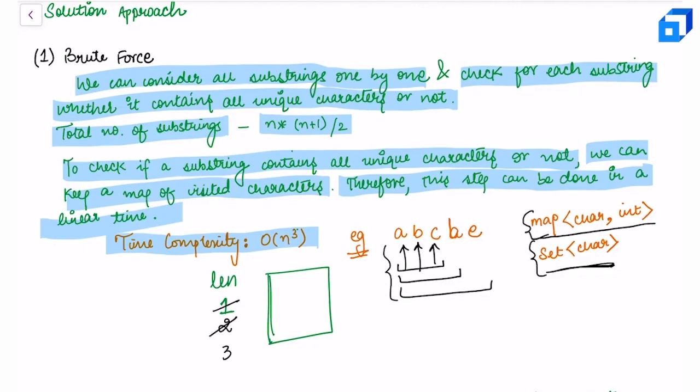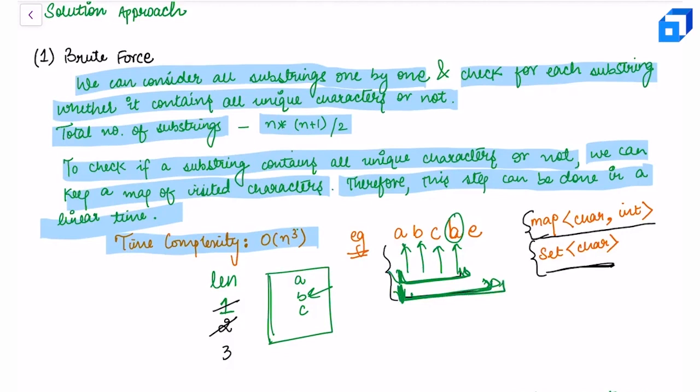Let's move to the next substring now, which is ABCB. A is not present, let's put A. B is not present, let's put B. C is not present, let's put C. Now B is present already, right? So even if we check for the next string, we can say that if this string cannot contain the unique characters, that means the string starting from this current I cannot consist of the unique characters.